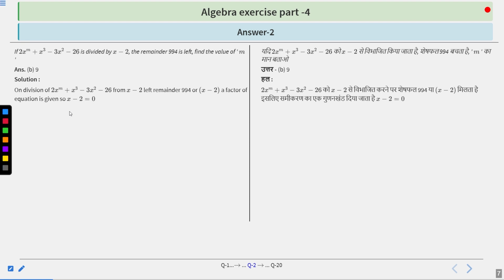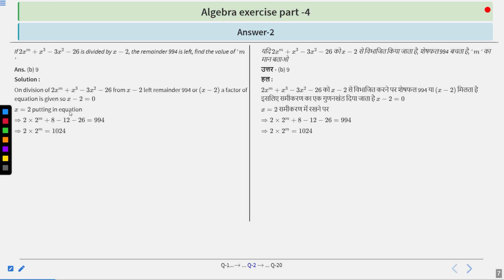So on division of 2x raised to power m plus x cube minus 3x square minus 26 by x minus 2, the remainder left is 994. So x minus 2 is equal to 0. If x minus 2 is 0, then x equal to 2. So putting 2 in place of x in the equation, we get 2 into 2 raised to power m plus 8 minus 12 minus 26, that should be equal to 994, because according to the question the remainder was 994.